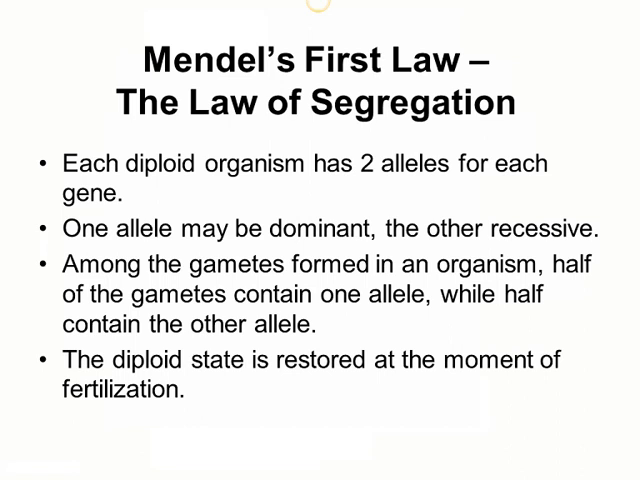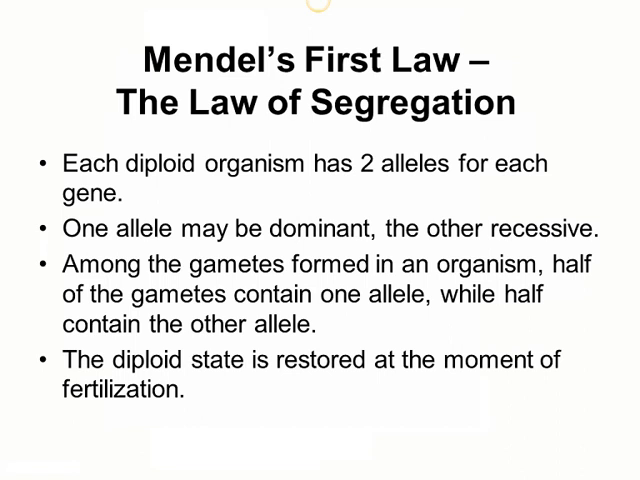A dominant allele means you only have to have one of the dominant type of allele in a cell in order for that dominant trait to be shown. The recessive allele, you would have to have 2 copies of a recessive allele in the cell in order for that phenotype to be shown.